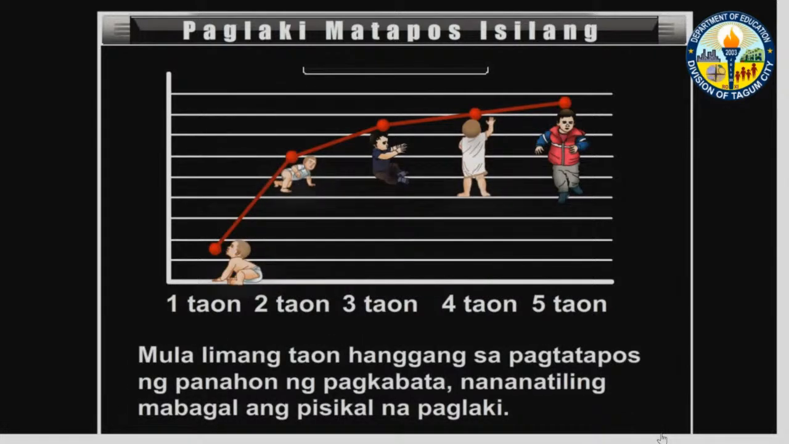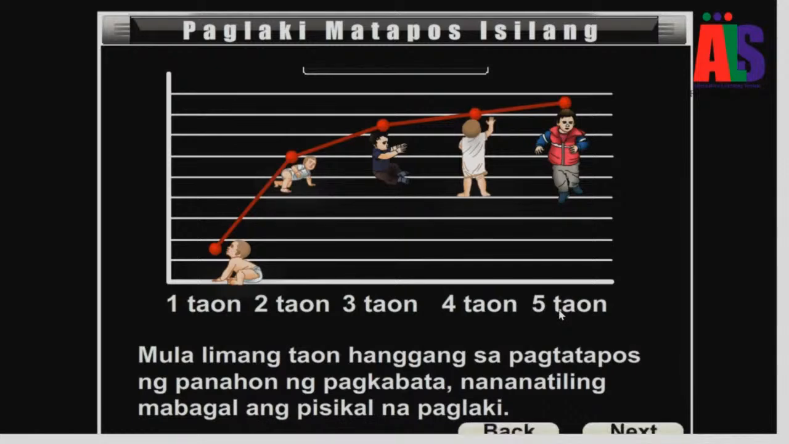Mula 5 taon hanggang sa pagtatapos ng panahon ng pagkabata, nananatiling mabagal ang pisikal na paglaki. Bawat taon, tumatangkad lamang ng 5 sentimetro at bumibigat ng 2 hanggang 3 kilo lamang ang mga bata. Sa mga panahong ito, bumibilis ang kanilang mental na paglaki hanggang natututo silang bumasa at gumawa ng aritmetika. Nadaragdagan ang kanilang kakayahang pagganahin ng maliliit na mga kalamnan ng kanilang mga kamay habang natututo silang sumulat at gumuhit. Nadidevelop din ang kanilang balanse at koordinasyon.